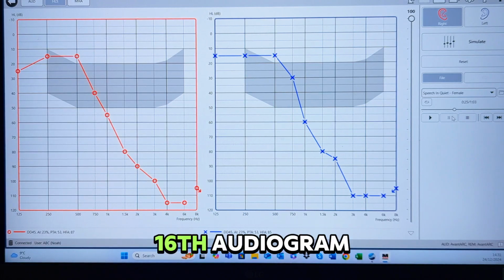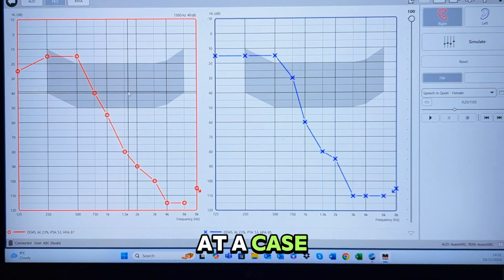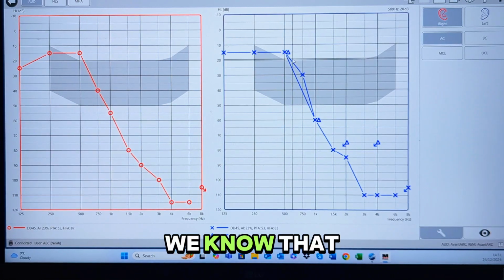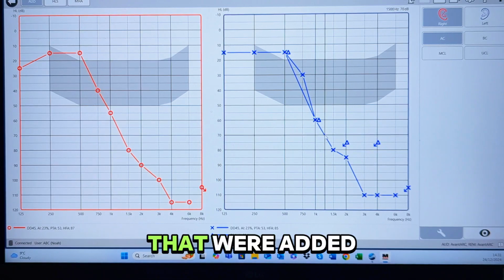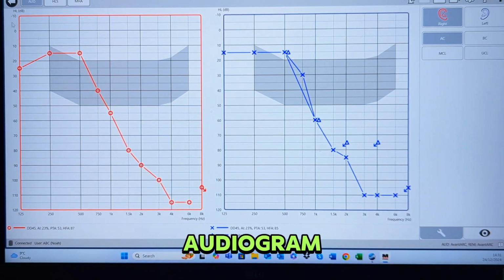This is the 16th audiogram that we will be simulating for you today. We are looking at a case of bilateral, profound, high-frequency sensorineural hearing loss. At least we know that from the bone conduction values that were added and given to me for the left side, which I've plotted on this audiogram of mine.